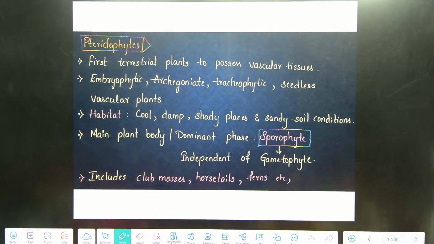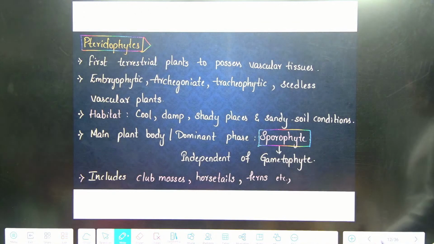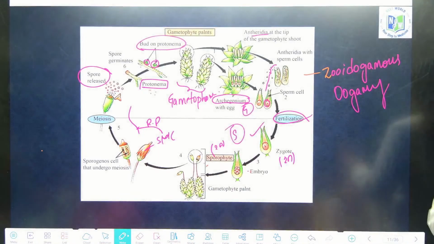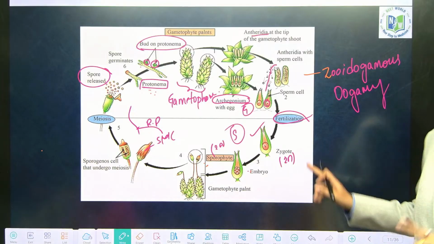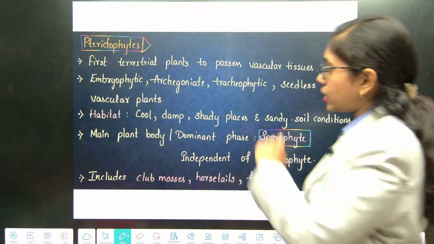Now, we will move on to pteridophytes. Any doubts anywhere? I will give you time to copy, time to take the notes. If you have understood, you say yes. We will move on. Next is pteridophytes.